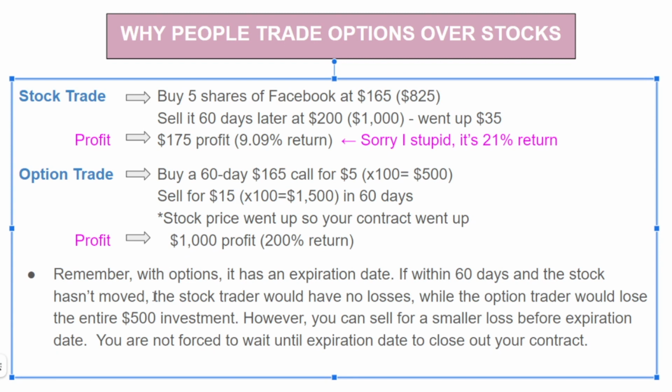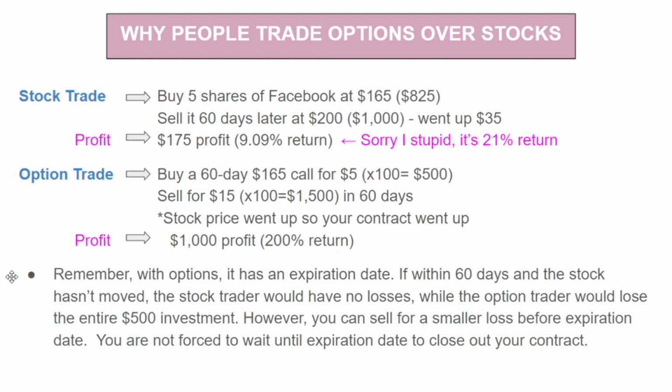And that seems too good to be true, but that's just how options work. But remember, with options, it has an expiration date. If Facebook tanks like it did in March, you would have lost your initial investment if Facebook tanks instead of going up, since you bought a call and not a put. If you buy stocks and within 60 days, the stock hasn't moved, the stock trader would have no losses, while the option trader would lose the entire $500 investment. However, with options trading, you can also sell it for a smaller loss before the expiration date. You're still losing money if the stock goes down, but you lose less money.